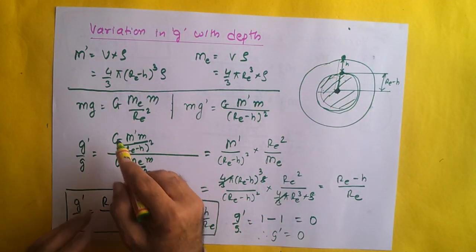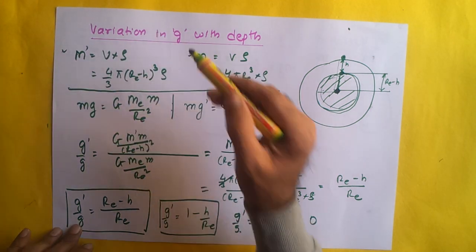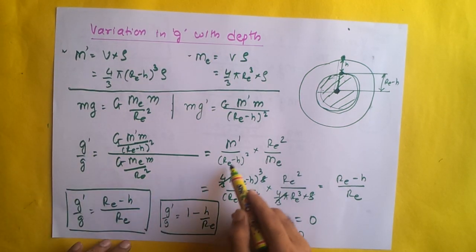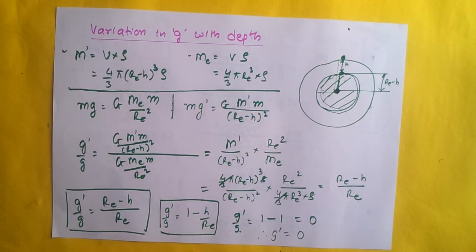And therefore we first find M and M dash, and then get this equation back again. Finally we arrive at this equation, which very clearly indicates that as we go deep inside the earth, the value of g decreases. Thank you.